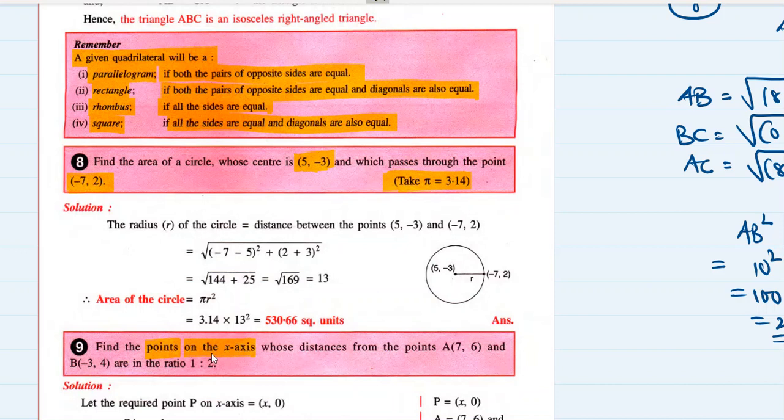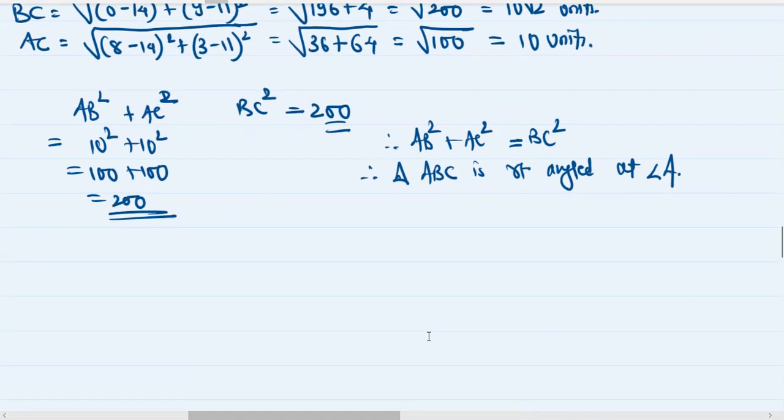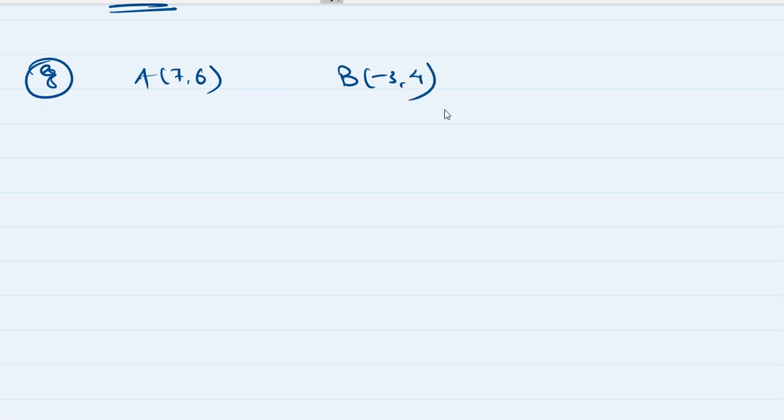You consider a point on x-axis to be x comma 0, and then begin. Whose distances from the points A and B are in the ratio 1:2. Okay, so let's write the details. A is 7,6, B is minus 3,4. These are the 2 points, and the distances of these 2 points from a point on x-axis.